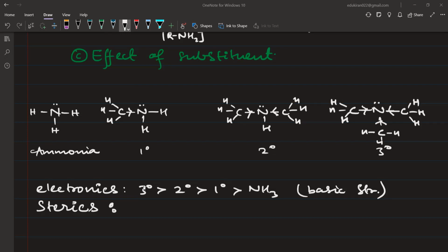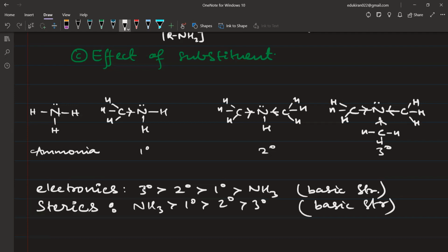नहीं, 1 डिग्री से भी ज्यादा अमोनिया है ना? Yes. सही है? NH3, 1 degree, 2 degree and 3 degree. This is again the order of basic strength according to the sterics. Now, all of you agree with these 2 points? Yes or no? Please tell me, the electronics and the sterics. Clear है?